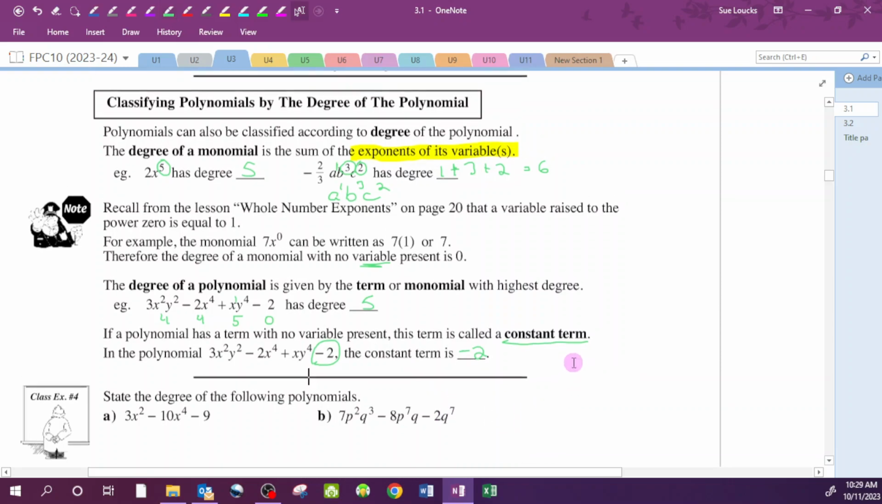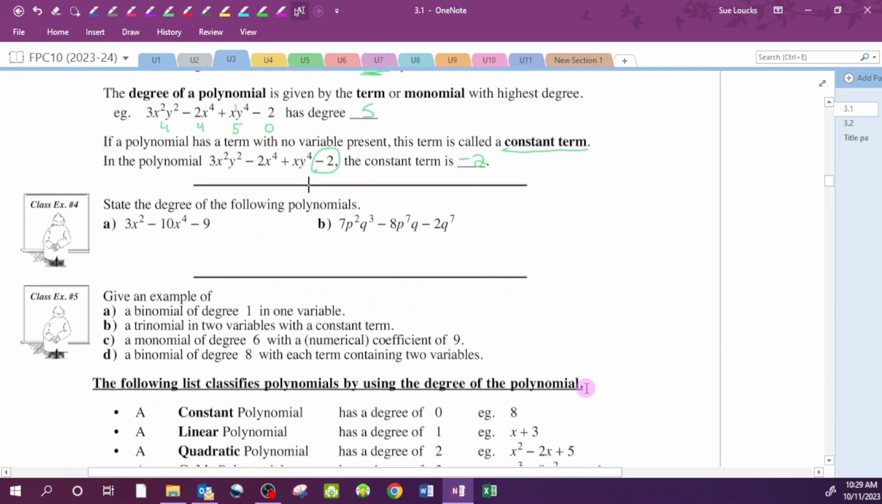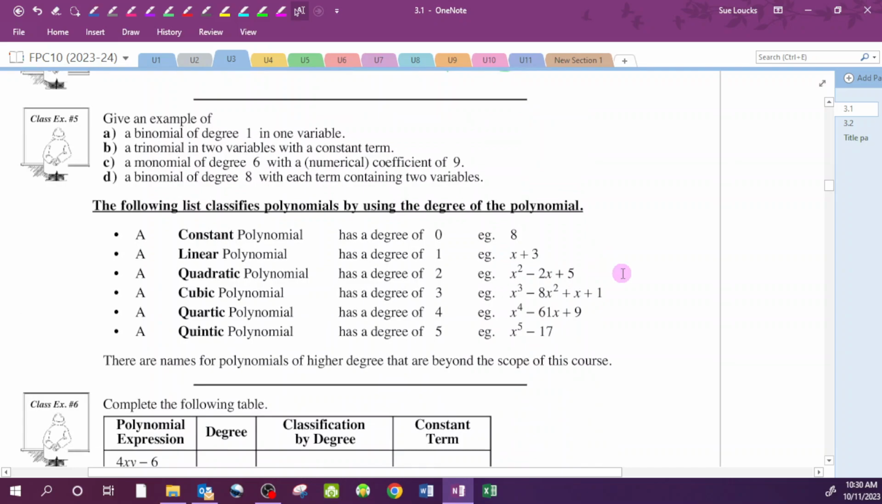Okay, why don't you take a try at this, doing the degrees of these polynomials. Pause it and then come back and check your answers. All right, I hope you got those right. I'm just going to skip this question because it's boring. I don't think it's important.